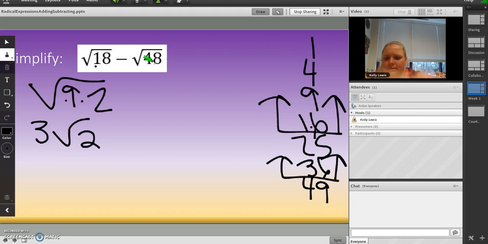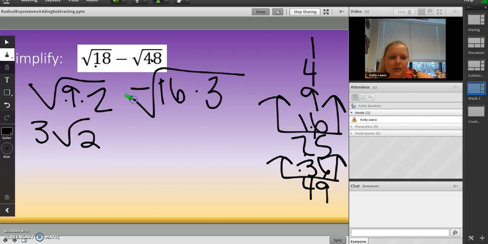I don't know. So 48 divided by 36 doesn't work. 48 divided by 25 doesn't work. 48 divided by 16 is 3. 16 times 3. All right, square root of 16 is 4.